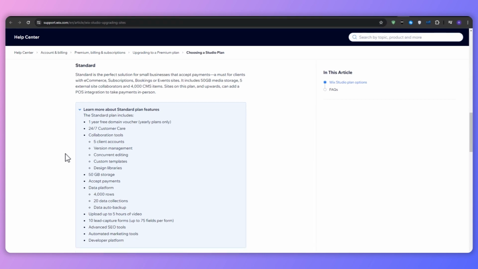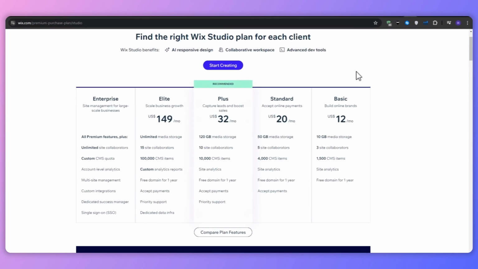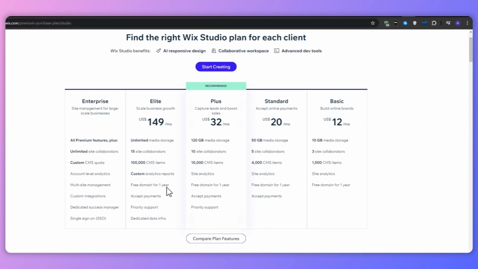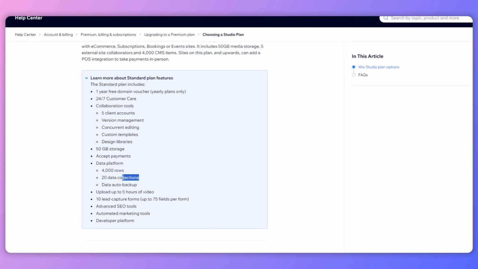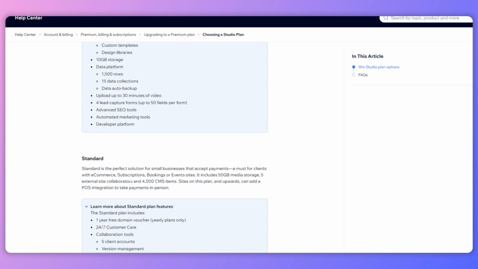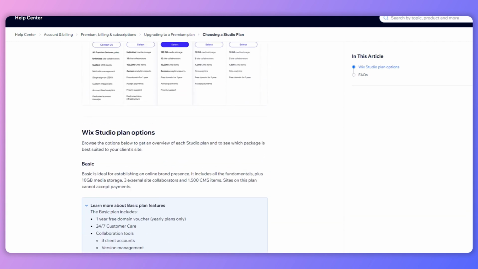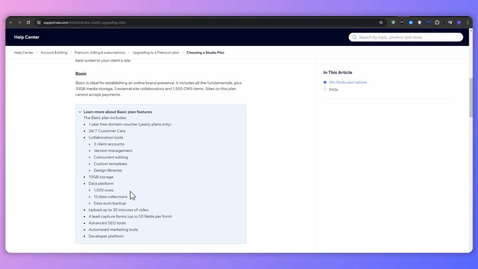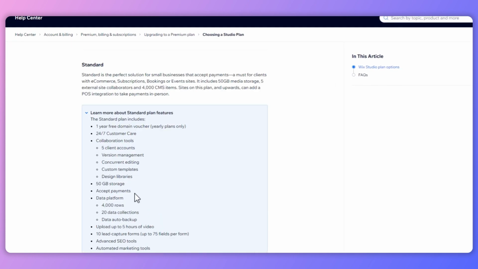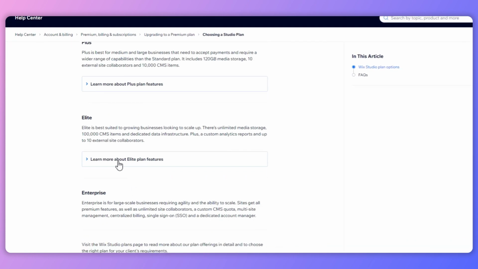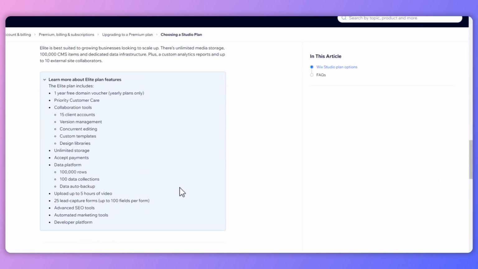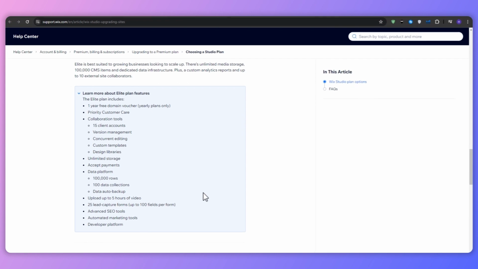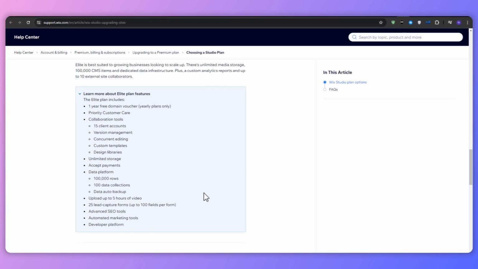In addition to CMS items, Wix Studio also introduces limits on CMS collections. Collections are the organizational structures that group related CMS items together. You can think of them as blog categories, product collections, or portfolio galleries. The basic plan allows for 15 CMS collections, while the elite plan supports up to 100. Again, these limits may be sufficient for most websites, but it's crucial to evaluate your content strategy and organization requirements to ensure that the plan that you choose can support your desired structure.